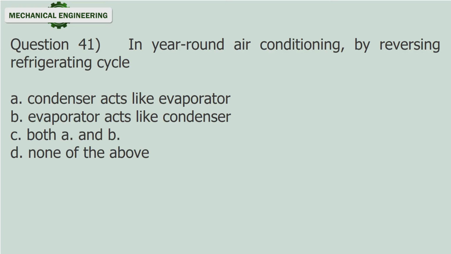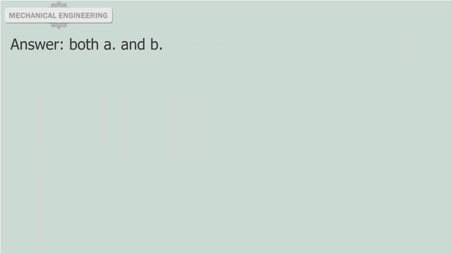Question 41. In year-round air conditioning, by reversing refrigerating cycle, A. Condenser acts like evaporator. B. Evaporator acts like condenser. C. Both A and B. D. None of the above. Answer: both A and B.